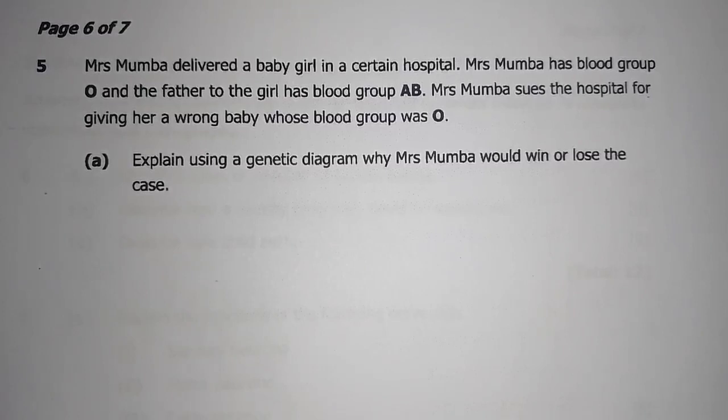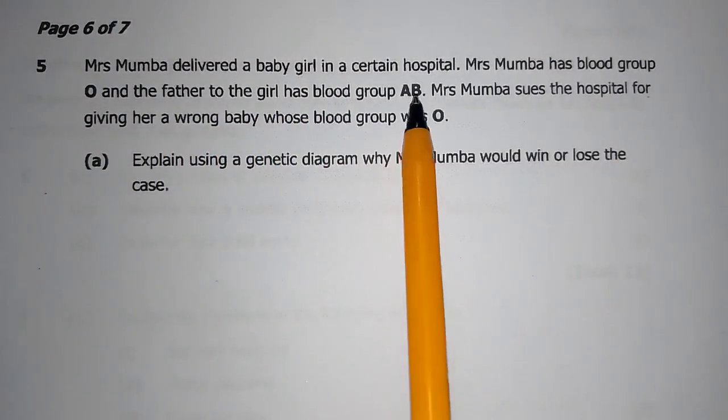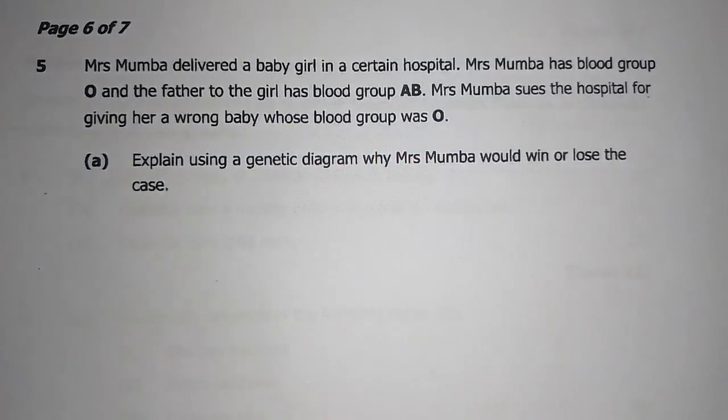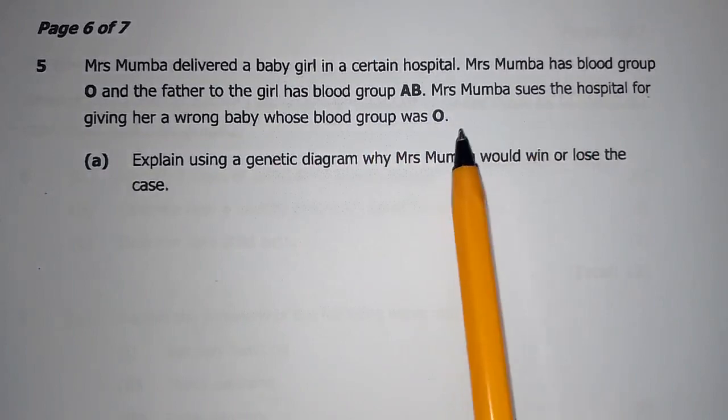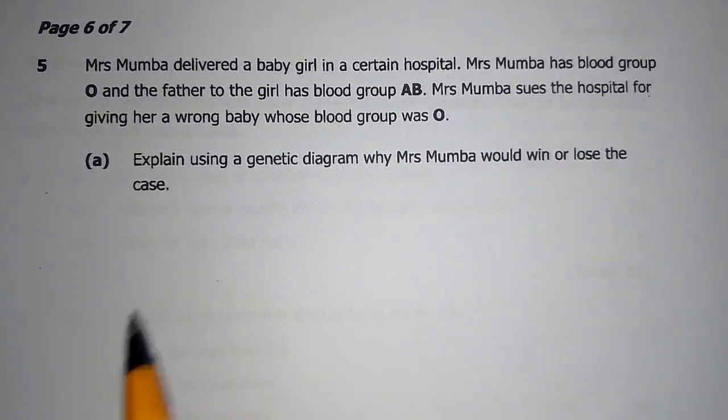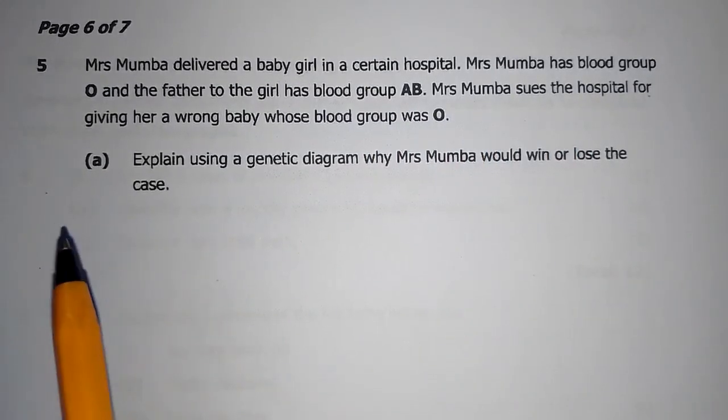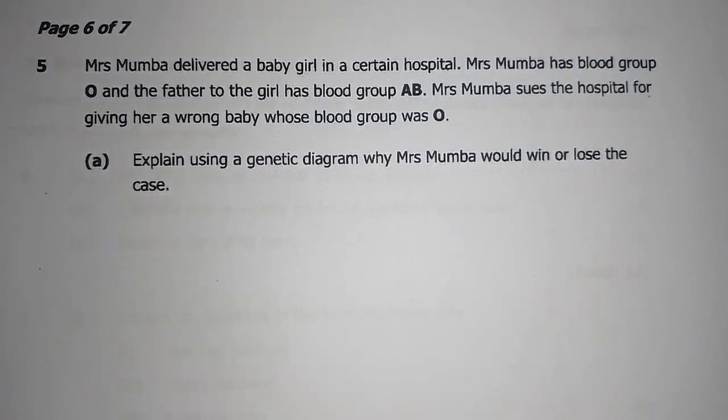So it is saying Mrs. Mumba delivered a baby girl in a certain hospital. Mrs. Mumba's blood group is O, and the father to the child is AB. This is what you need to do. So the first question is saying that this Mrs. Mumba, the mother, sues the hospital for giving her a wrong baby whose blood group was O. This is quite an interesting question.